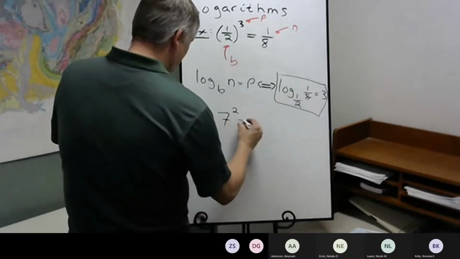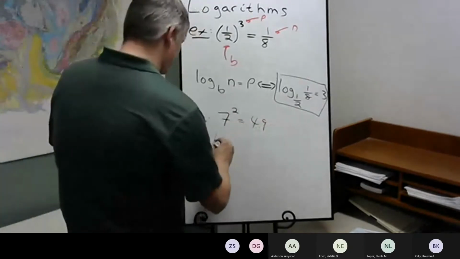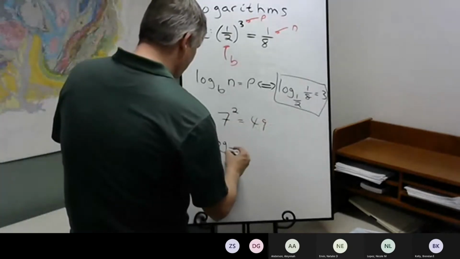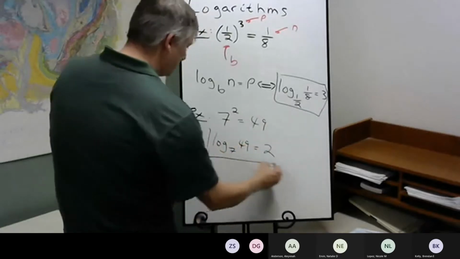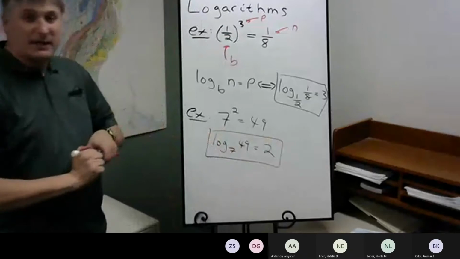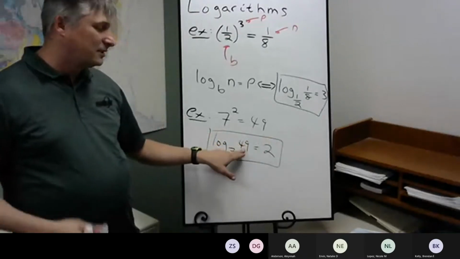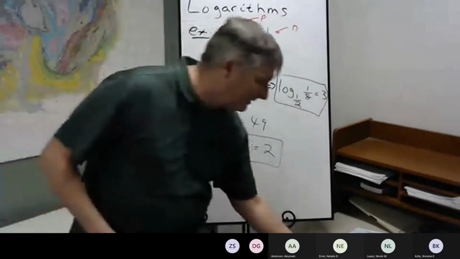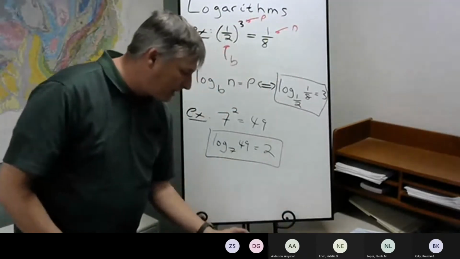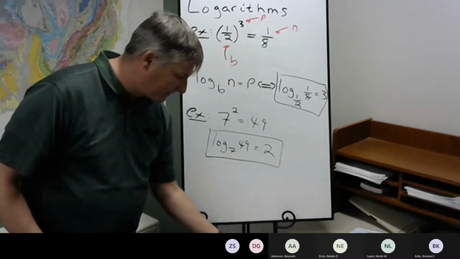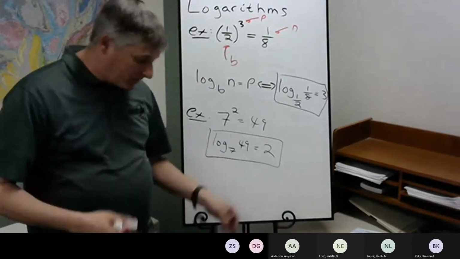7 squared is 49. So log base 7 of 49 is equal to 2. And again, that counterclockwise trick, 7 to the 2nd power gives you 49. Now, the thing about logarithms, they're the inverses of exponents. That's what's going on here.